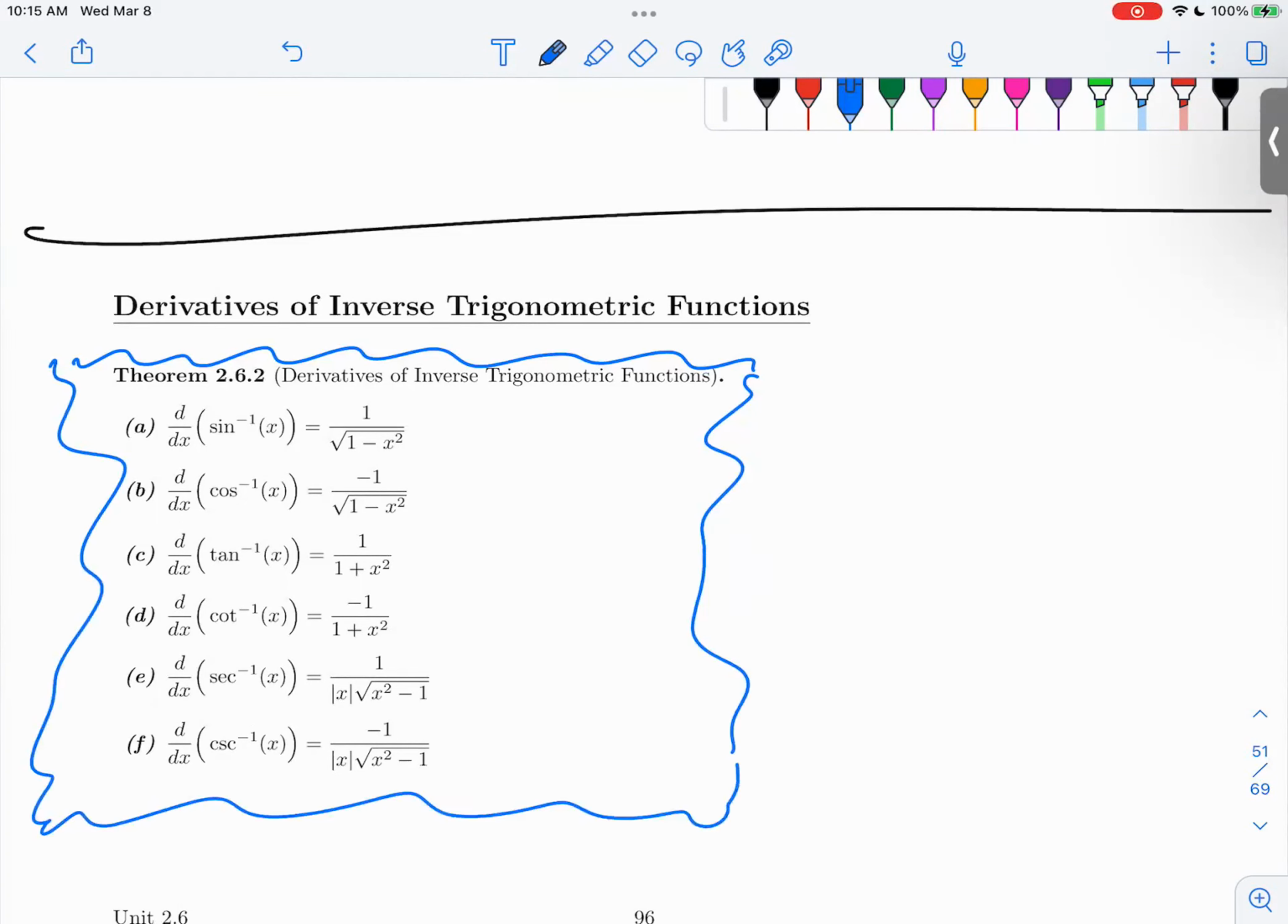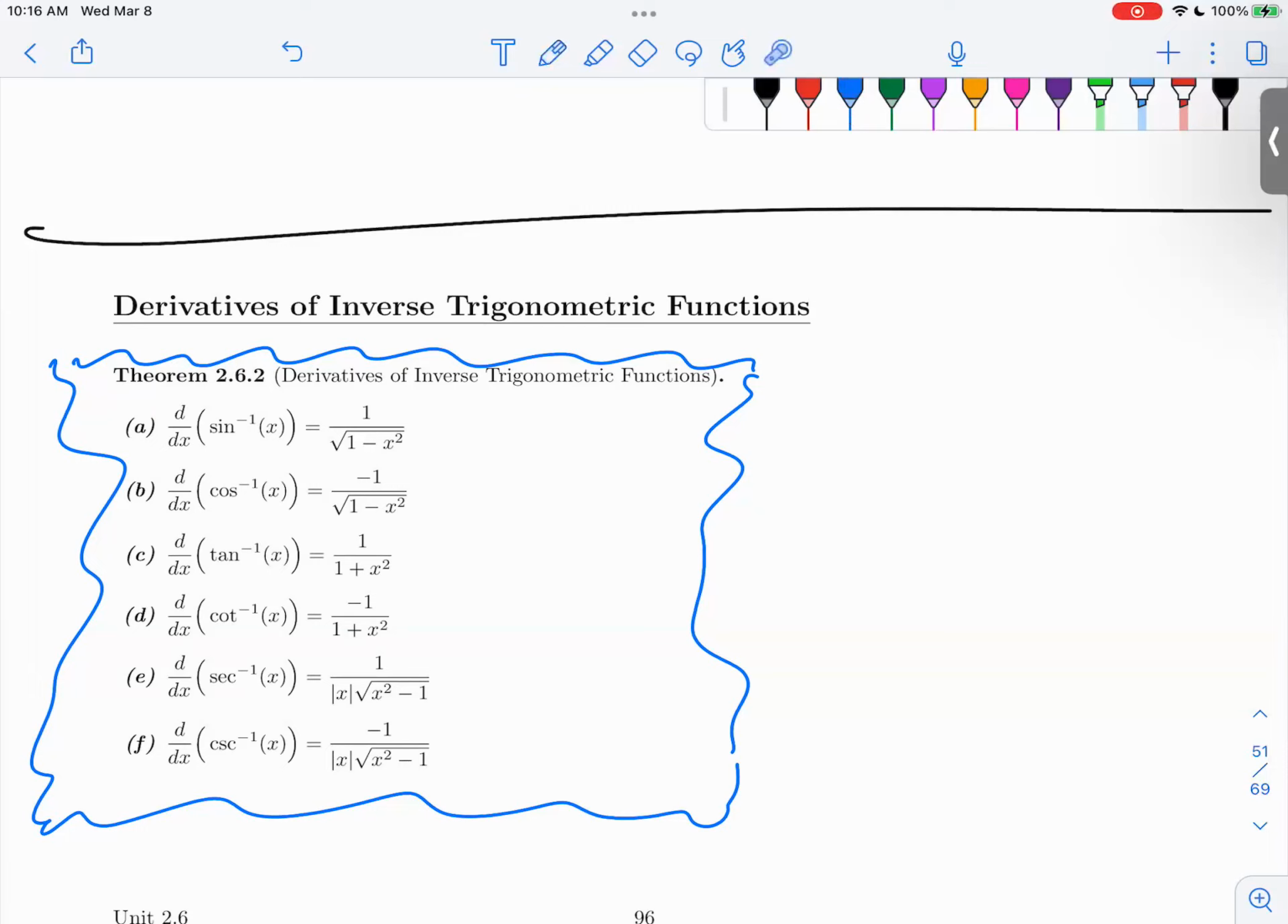The derivative of arc sine, or sine inverse, is 1 over the square root of 1 minus x squared. The derivative of cosine inverse, or arc cosine, is negative 1 over the square root of 1 minus x squared. The derivative of tangent inverse is 1 over 1 plus x squared. The derivative of cotangent inverse is negative 1 over 1 plus x squared. The derivative of secant inverse, let's see if I can remember without looking, is 1 over the absolute value of x times the square root of x squared minus 1. Am I right? Yes.